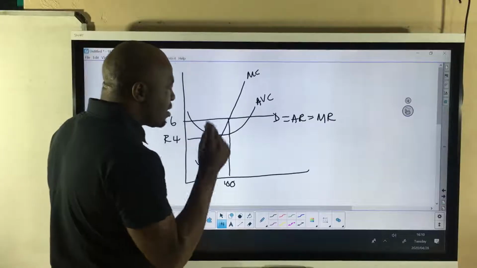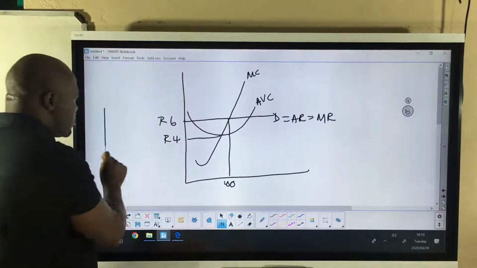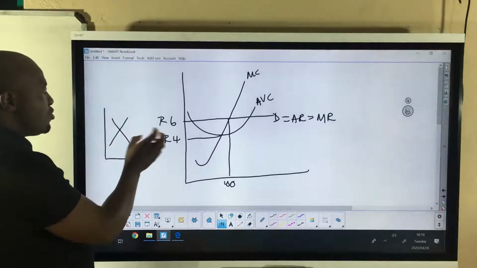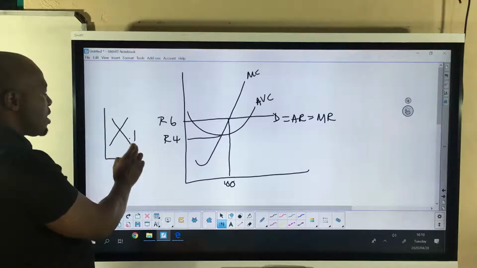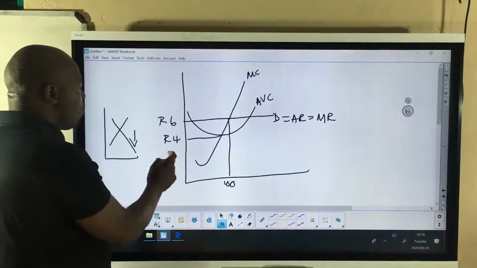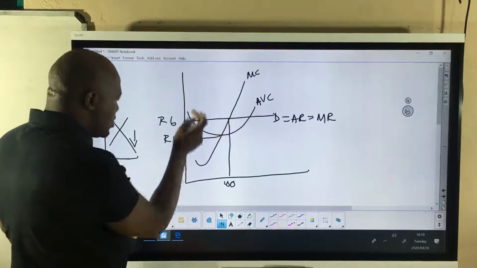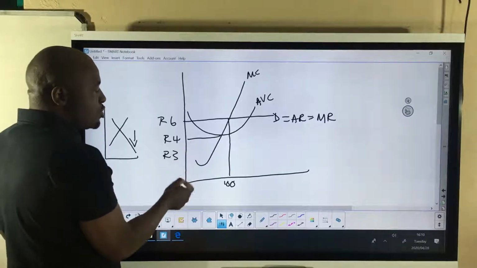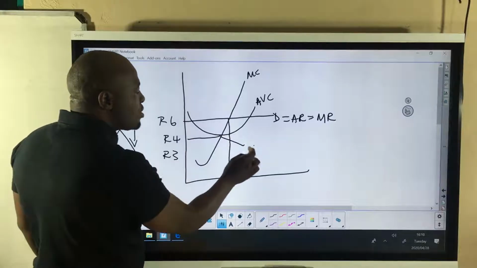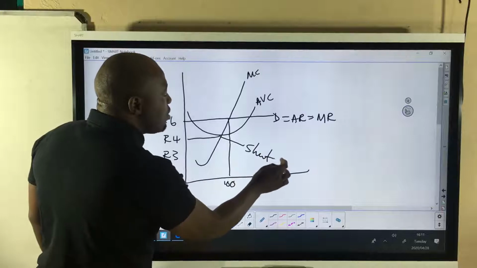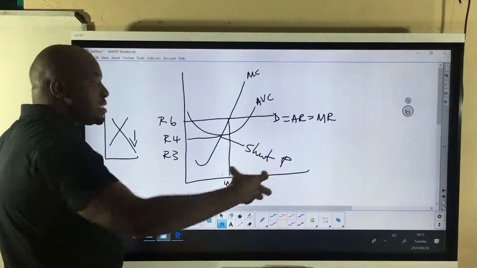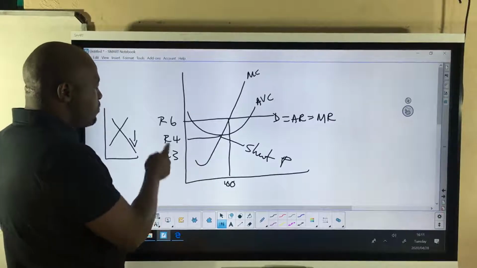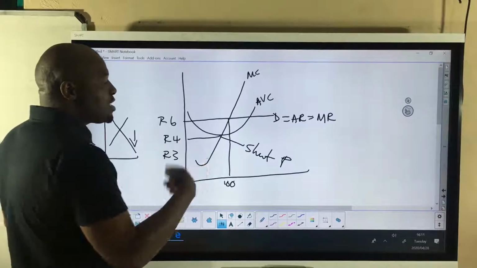If ever the market price, because of these forces of demand and supply, if any of these curves move in such a way that it causes the price to drop below this AVC, let's say 3 rand, then this firm should shut down because this is what we call the shutdown point. And I'm going to explain it in detail in the next lesson. So if the price was ever to drop below 4 rand, then the firm must shut down.